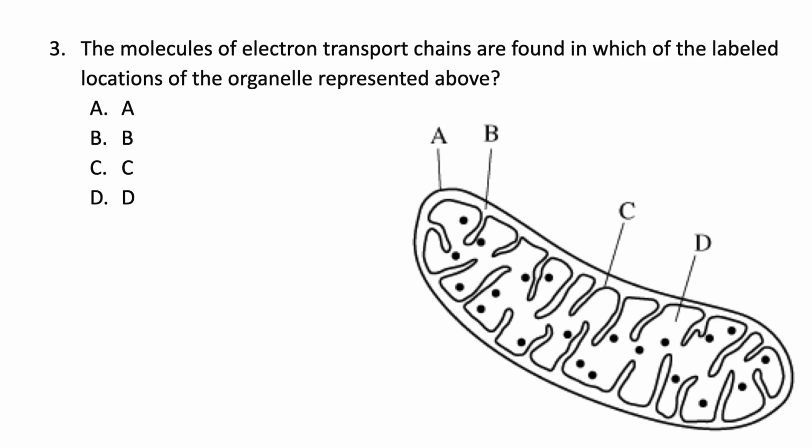The molecules of electron transport chains are found in which of the labeled locations of the organelle represented? This is, of course, a mitochondrion. And the components of the electron transport chain are in the inner membrane, C, because they need to be able to pump hydrogen ions as they move electrons through their structures. Those hydrogen ions end up in the intermembrane space. That's where they get concentrated before being released back into the matrix through the ATP synthase, generating ATP.